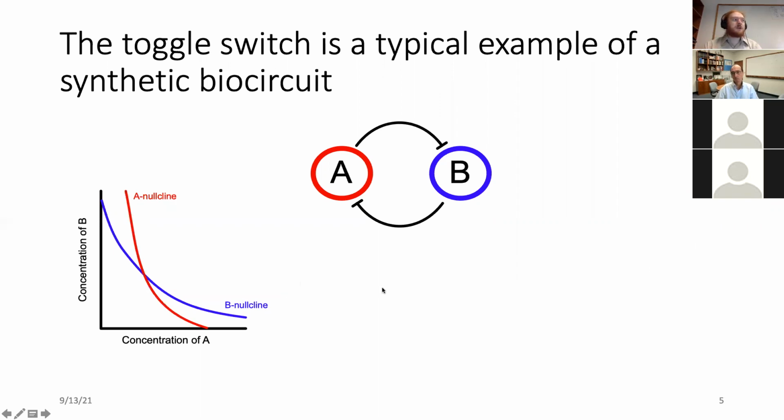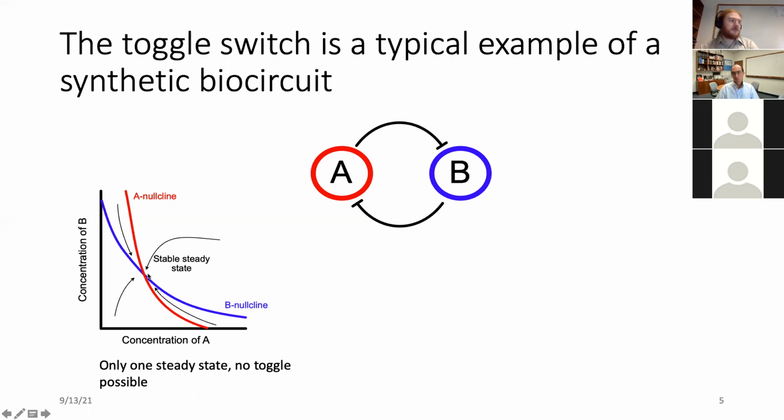And similarly, you can draw an A nullcline, which is the same thing, but for A. If you set a concentration of B, the A nullcline says what A will go to after it stabilizes. And you'll notice that there's only one point where these two nullclines cross, which means there's only one point at which the system is overall stable, where both A and B don't change. And if you look at what the system does, no matter where you start, it will always flow to this one stable steady state, which means this is not a toggle switch.